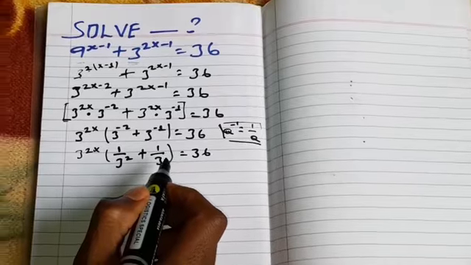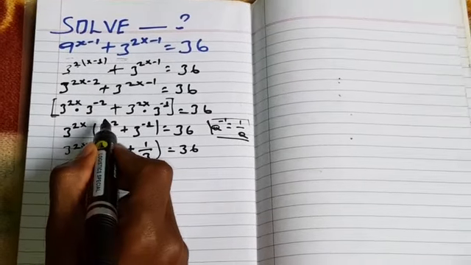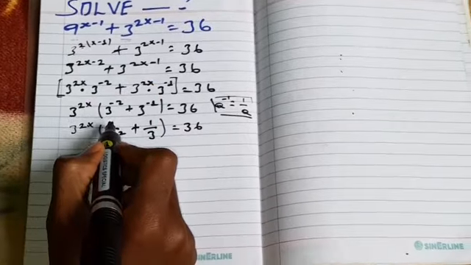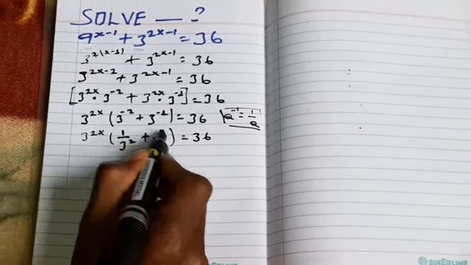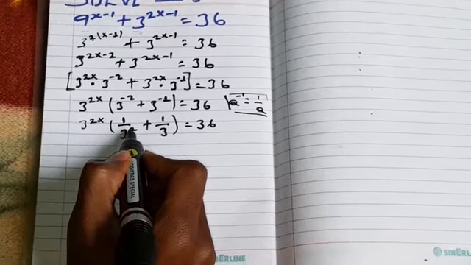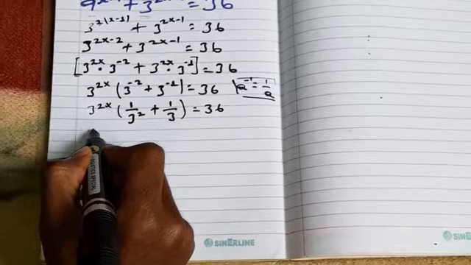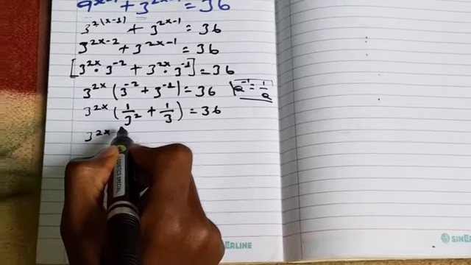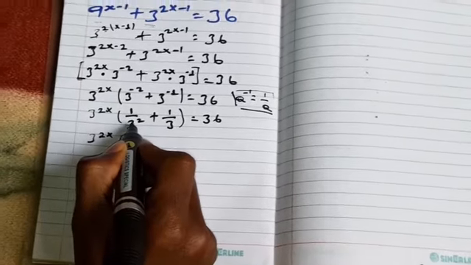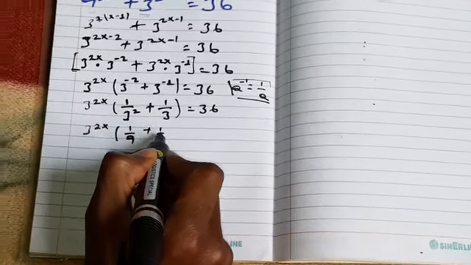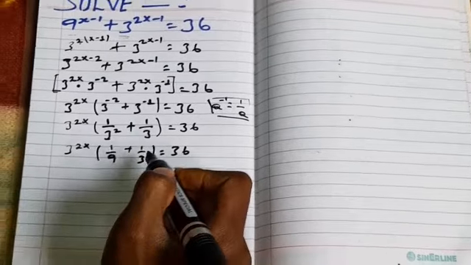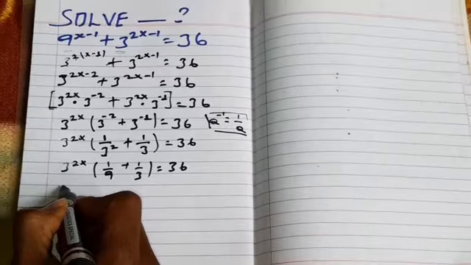Then this minus becomes 1. These come below, this 3 also. 3 to the 2x times 1 over 9, since 3 to the power of 2 means 9, plus 1 over 3 is equal to 36. Then we multiply crosswise.